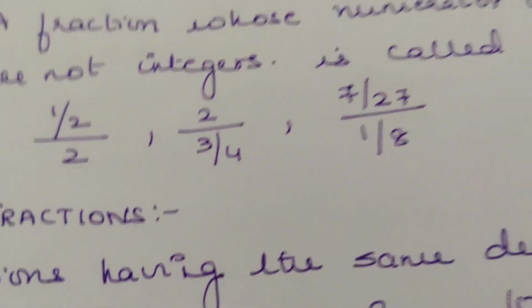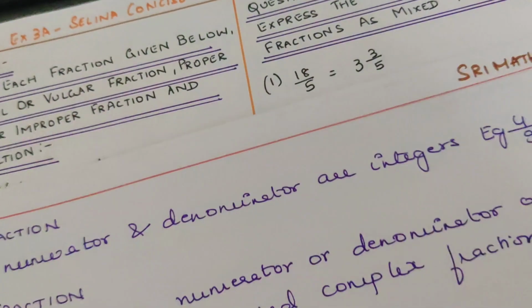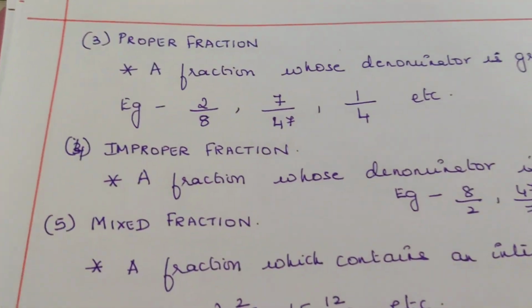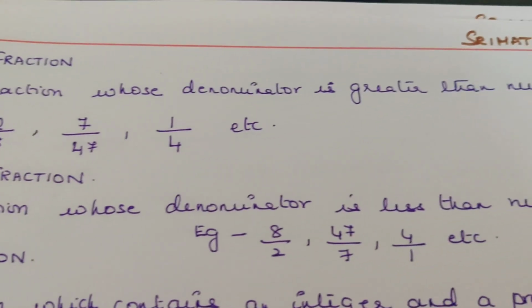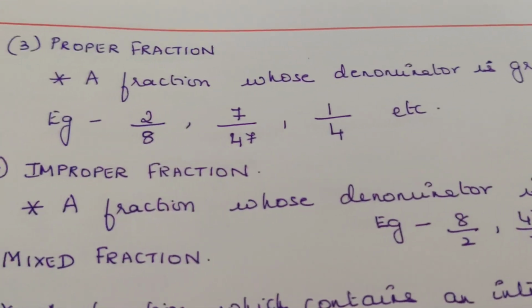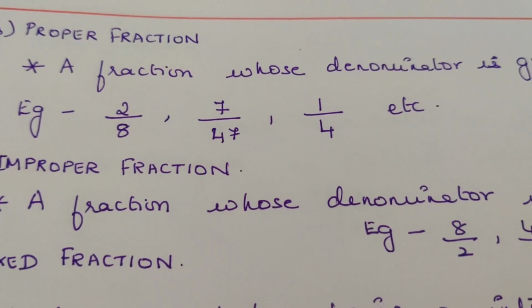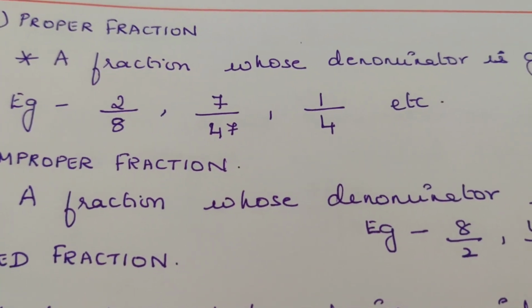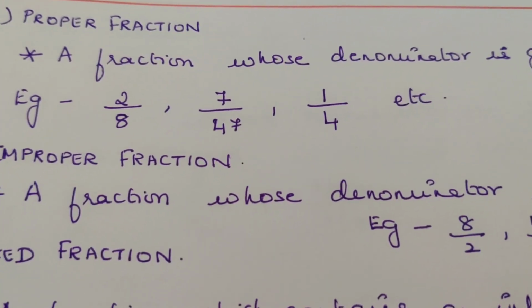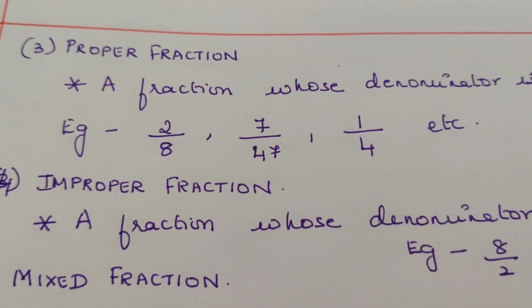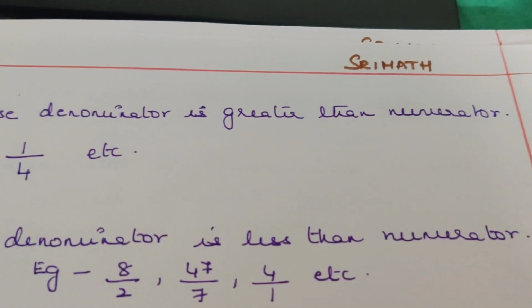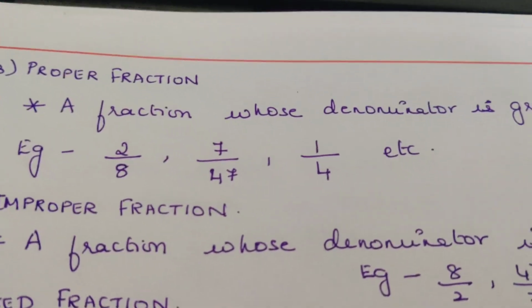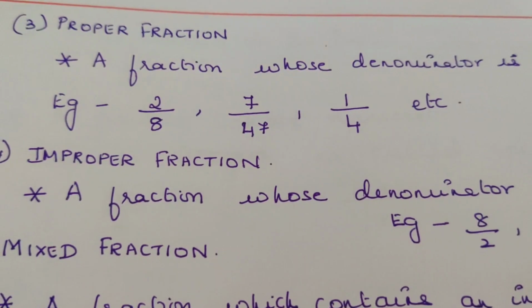Let's move on to the next kind of fraction. That's called the proper fraction. What's a proper fraction? A fraction whose denominator is greater than the numerator. Okay, so 2 is the numerator, 8 is the denominator, so 2 by 8, 7 by 47, 1 by 4. So again I repeat, what is a proper fraction? A fraction whose denominator is greater than the numerator. So 2 by 8, 7 by 47, 1 by 4, etc.